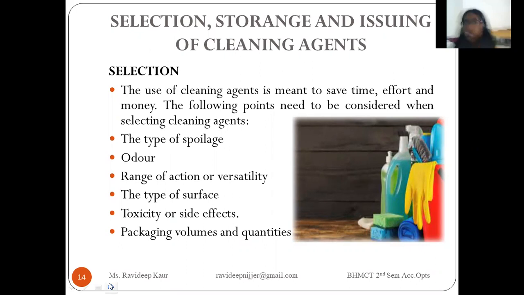Next, collection, storage, and issuing of cleaning agents. There is a selecting procedure for how you choose the correct cleaning agent for the correct surface, how you should store and take care of those cleaning agents, and how you issue them. First, we'll look at the selection process of cleaning agents.